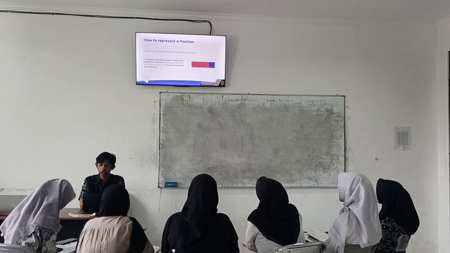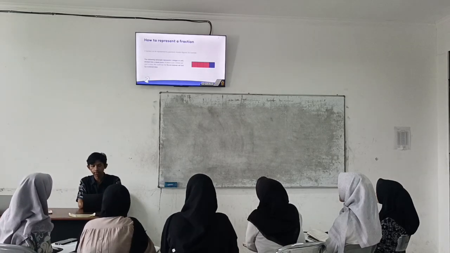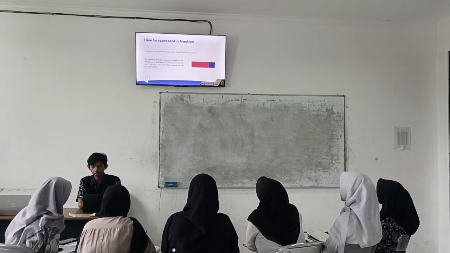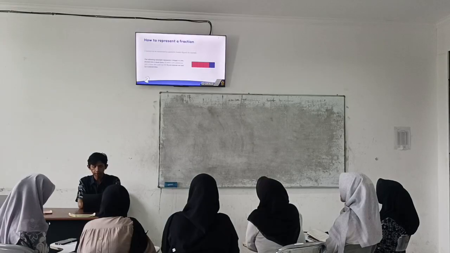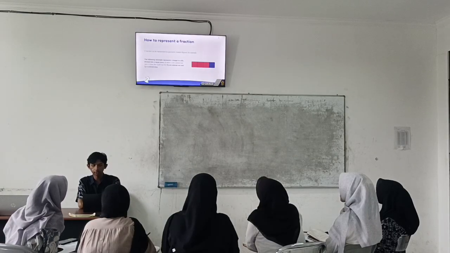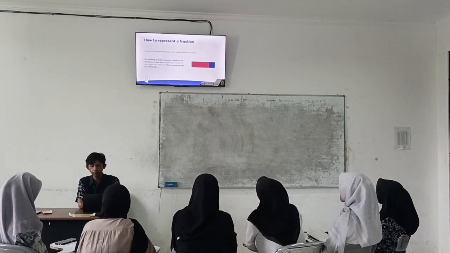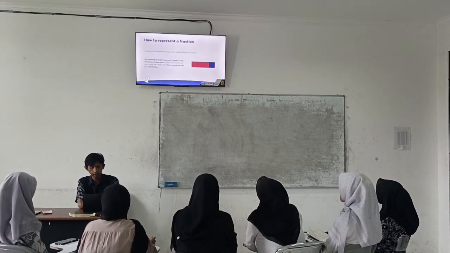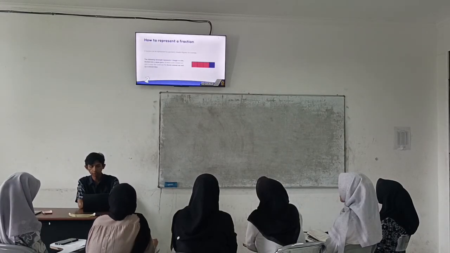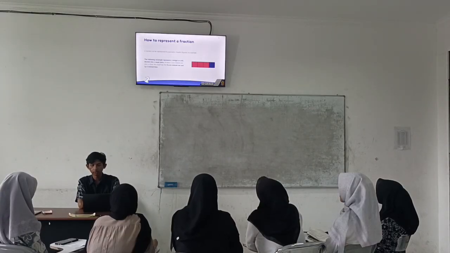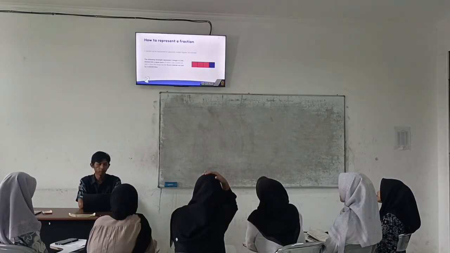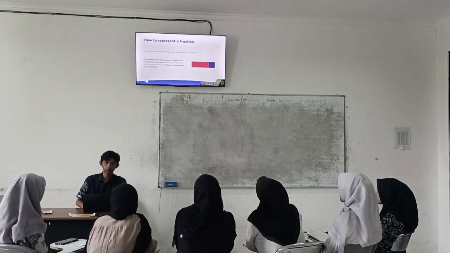So we can use a geometric shape to help us understand this better. Take a look at this rectangle. It represents one whole unit and is divided into 4 equal parts. So you can see that 3 parts are colored red and 1 part is colored blue. So we can say that 3/4 of the rectangle is red and 1/4 is blue. Do you understand?